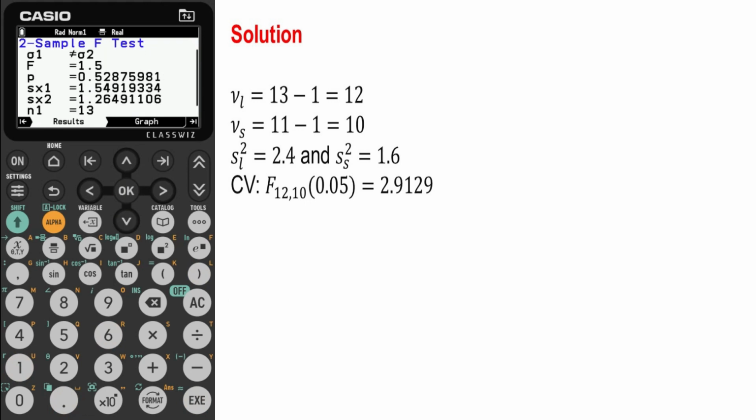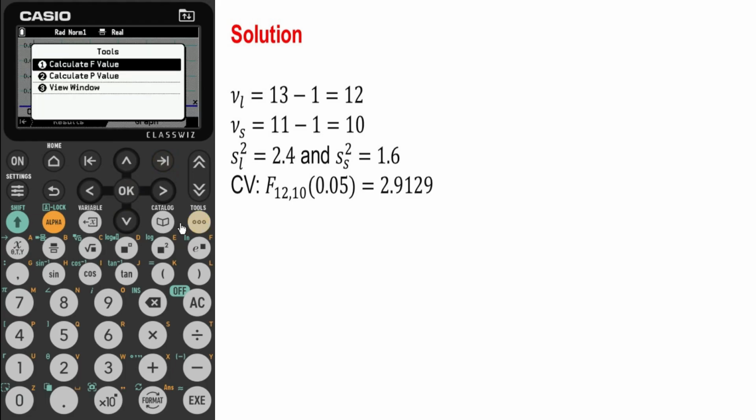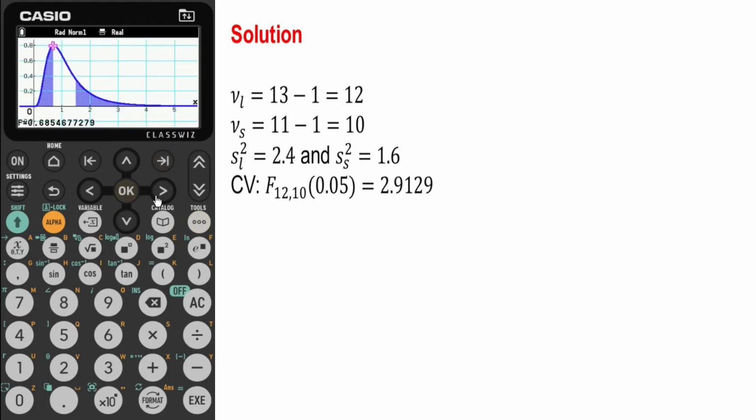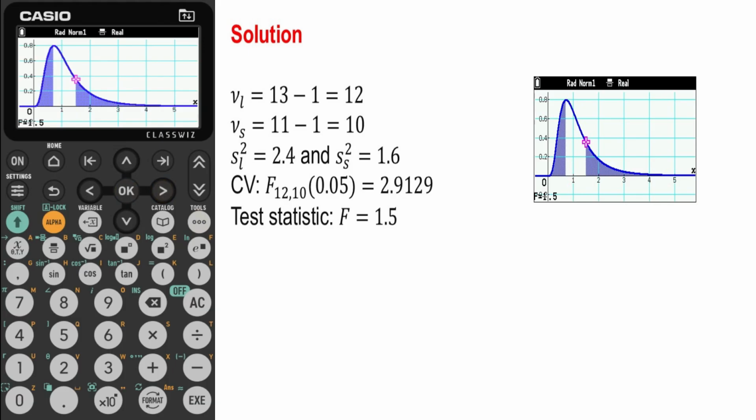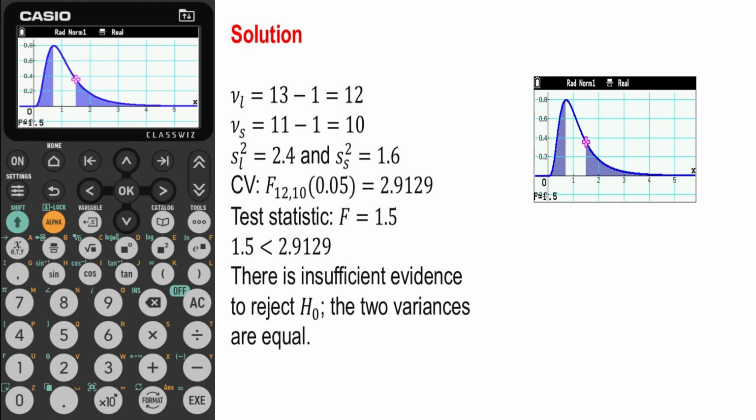You can see F is equal to 1.5. And if we graph, then calculate, the F value is equal to 1.5. We can now compare this with the critical value. You can see 1.5 is less than 2.9129. Therefore, there is insufficient evidence to reject H0. The two variances are equal.